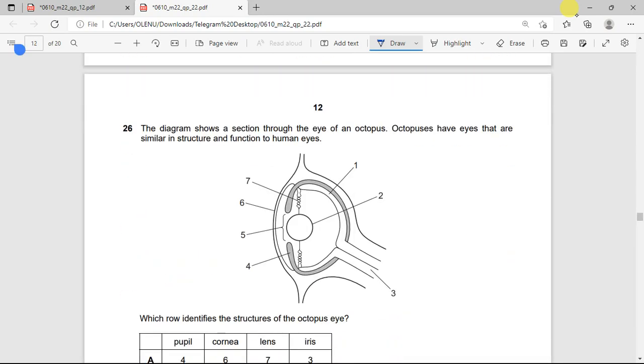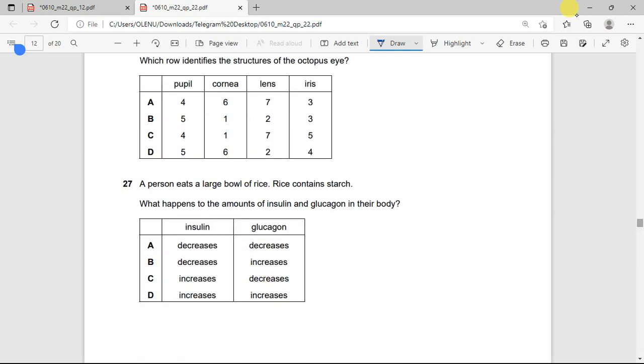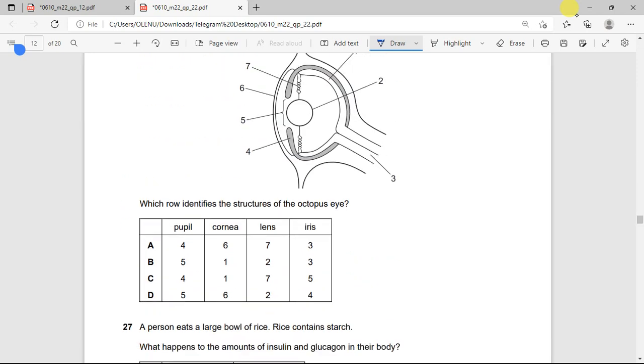So the diagram shows a section through the eye of an octopus. Octopuses have eyes that are similar in structure to that of humans. So remember, pupil, the entrance into your lens, that's the pupil. So 5 is my pupil. Your iris is 4. Your cornea is 6. This is the lens.